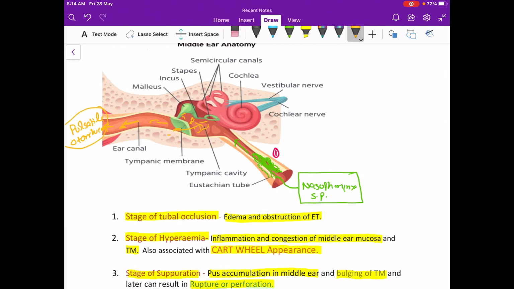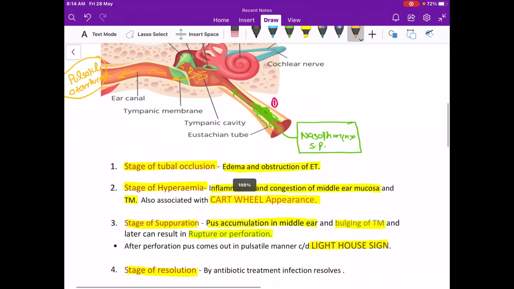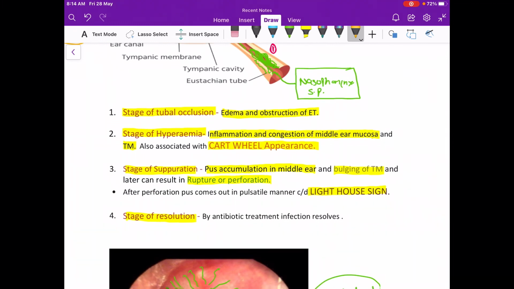And this pulsatile otorrhea in the stage of suppuration is known as the lighthouse sign, which is very important. You should know that there is something called the lighthouse sign. The lighthouse sign is nothing else, it is a pulsatile otorrhea, the release of pus in a pulsatile manner from the external ear.